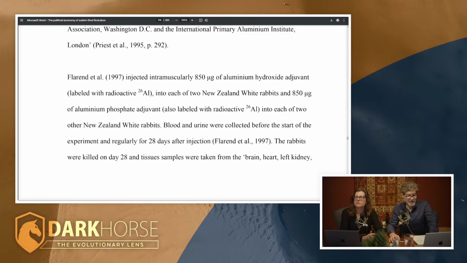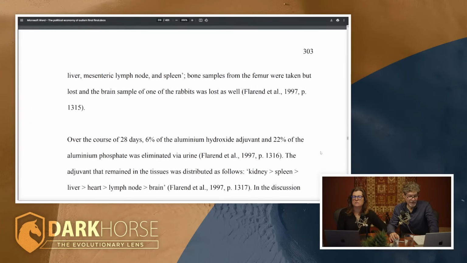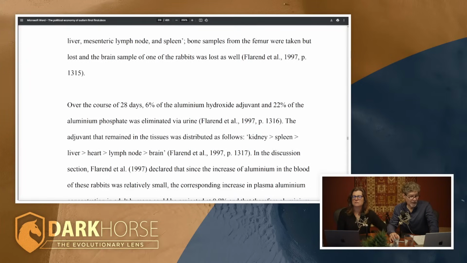Flarend et al., 1997, injected intramuscularly 850 micrograms of aluminum hydroxide adjuvant, labeled with radioactive aluminum-26, into each of 2 New Zealand white rabbits and 850 micrograms of aluminum phosphate adjuvant, also labeled with radioactive aluminum-26, into each of 2 other New Zealand white rabbits. Well, at least they controlled for the New Zealand part. Blood and urine were collected before the start of the experiment and regularly for 28 days after injection. The rabbits were killed on day 28, and tissue samples were taken from the brain, heart, left kidney, liver, mesenteric lymph node, and spleen. Bone samples from the femur were taken but lost, and the brain sample of one of the rabbits was lost as well.